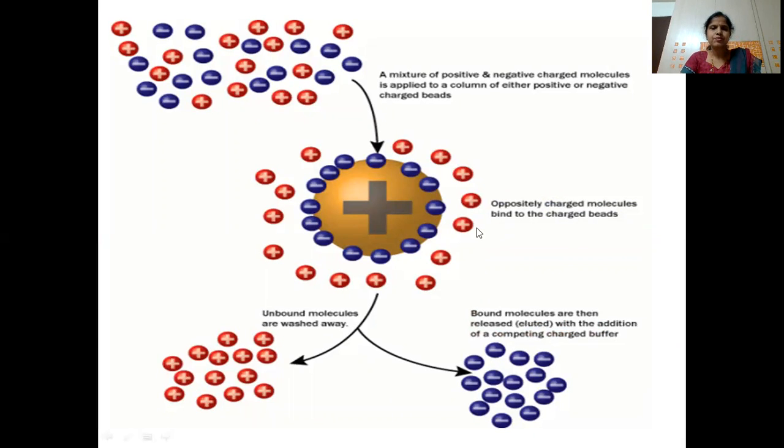Now this is another example of the same thing: a sample having positive and negative ions. When they are passed into the ion exchanger resin, all the negative ions are attracted towards the positively charged resin, and all the positive charges are removed first. So unbound molecules are washed away. All the positive charges are washed away or eluted out first, and the remaining negative charge we have to elute by changing the concentration or the strength of the buffer.